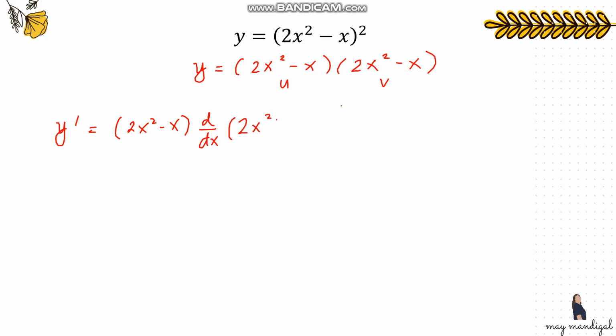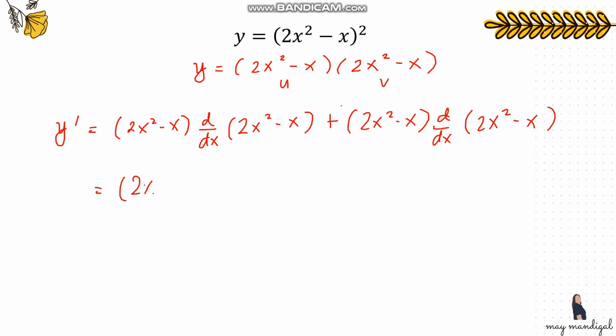So 2x squared minus x plus v times the derivative of our u, which is 2x squared minus x. And then we can now get the derivative. So 2x squared minus x. Derivative of 2x squared minus x is 4x minus 1, plus, and then we have 2x squared minus x, same as with the other side. This is also 4x minus 1.